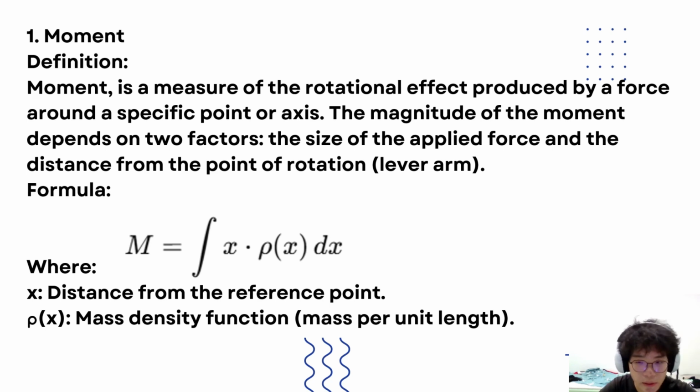We can get the formula. M equals the integral of x times rho x dx. The x is the distance from the reference point, and rho x is the mass density function.